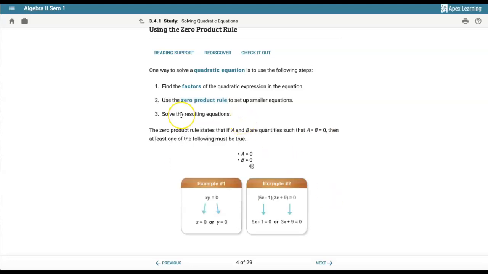Solve the resulting equations. We just talked about that, so that would be carrying those constants over to the other side, getting x by itself. Again, the zero product rule states that if a times b equals 0, or if x times y equals 0, then either x is 0 or y is 0. So for example, we have this quantity multiplied by this quantity, and that's equal to 0. So either this one is 0 or this one is 0, and then we can go in and solve that further.